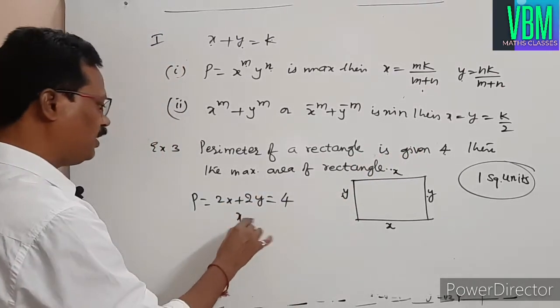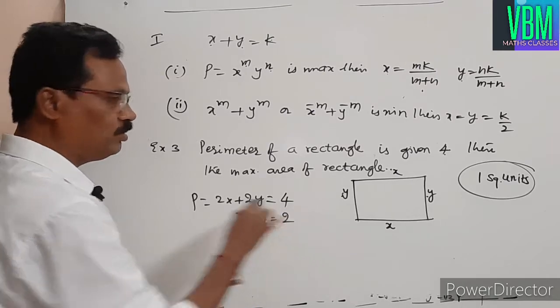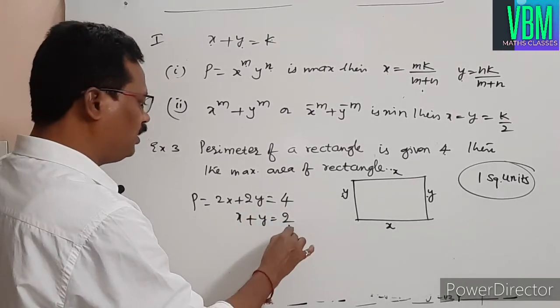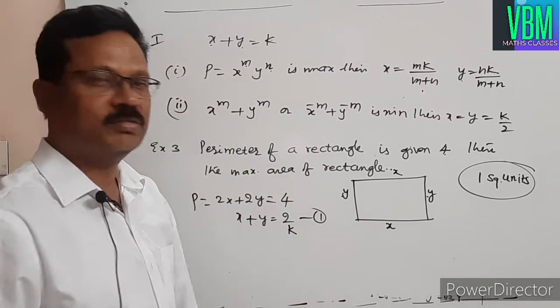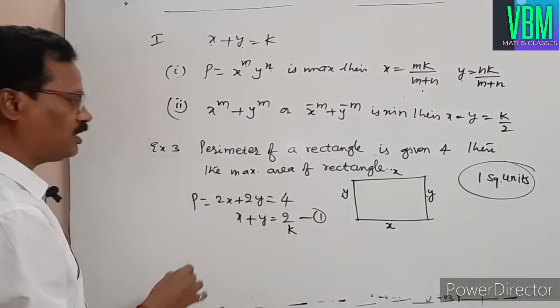Now, what about x plus y? That is equal to 2. Now, x plus y is equal to k, so given x plus y is equal to k, k is equal to 2. They are asking for the maximum area.